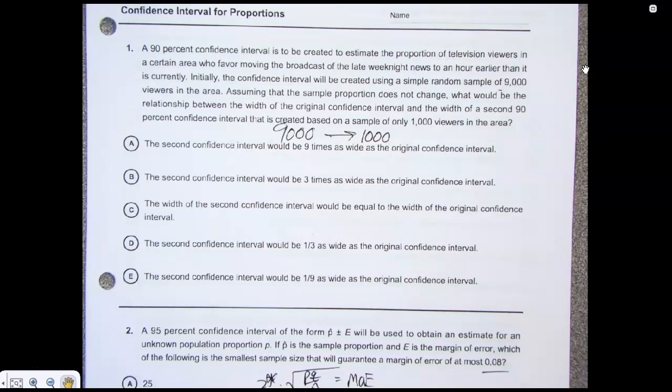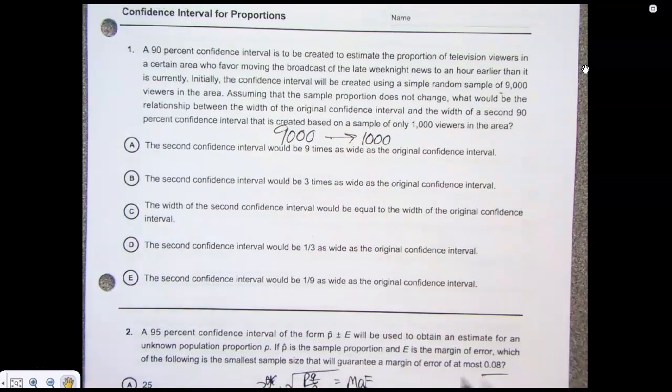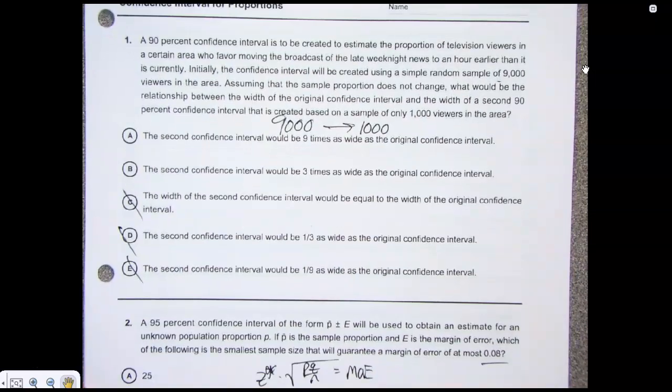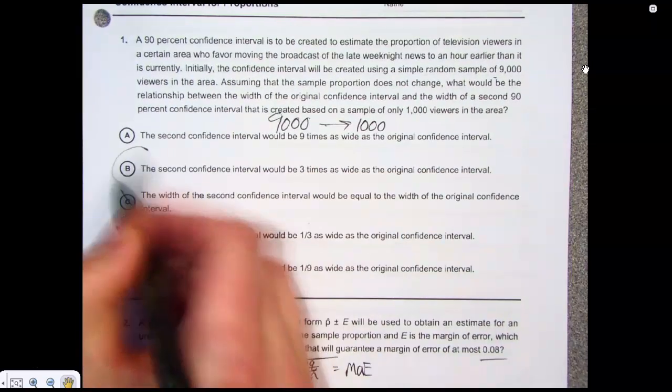So this answer is actually B. If you got to the point that it's wider, I'm pretty pleased with that. So if you got down to A or B at this point, I think that's good. But then just remember it's underneath a square root, so you have to do the square root of that 9.